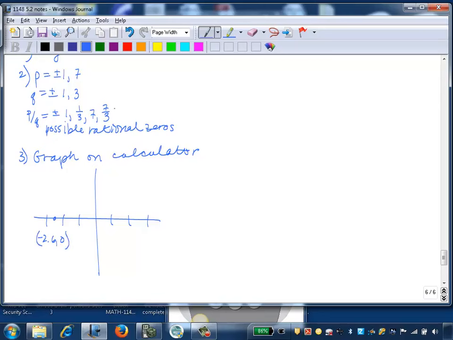Now 7/3 though, that's 2 1/3, so that's about 2.3. So we know that this isn't actually the 7/3. So this is a different zero. So this -2.6 actually does not appear on this list. So that means it's not rational, which it's obviously not, the -2.6 with that decimal that doesn't terminate and doesn't repeat.